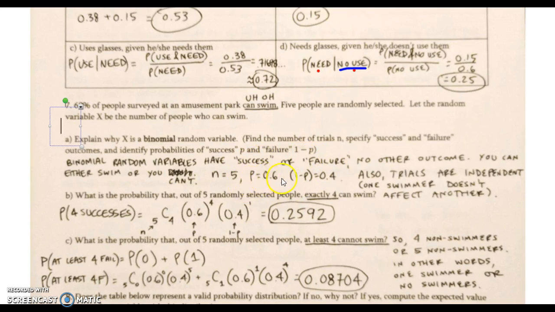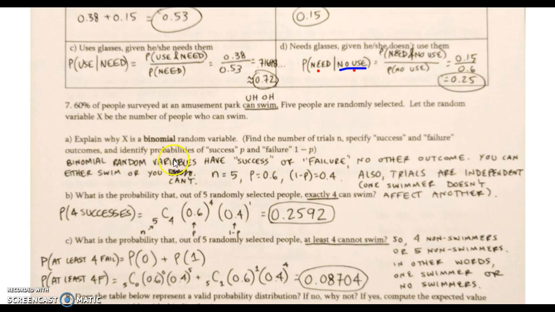Well, we have our probability of success, and it is not going to change. That probability doesn't change based on the first person sinking or the second person sinking or whatever. 60% of people surveyed at an amusement park can swim. That means that's not going to change. The trials are independent, which means one swimmer doesn't affect another. That's what I was kind of saying before.